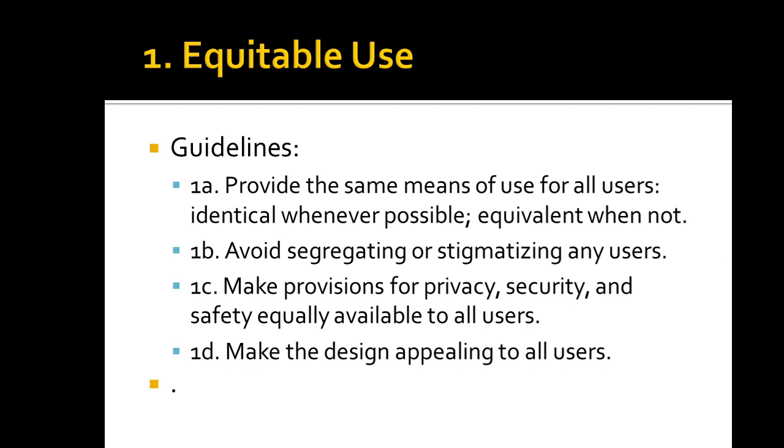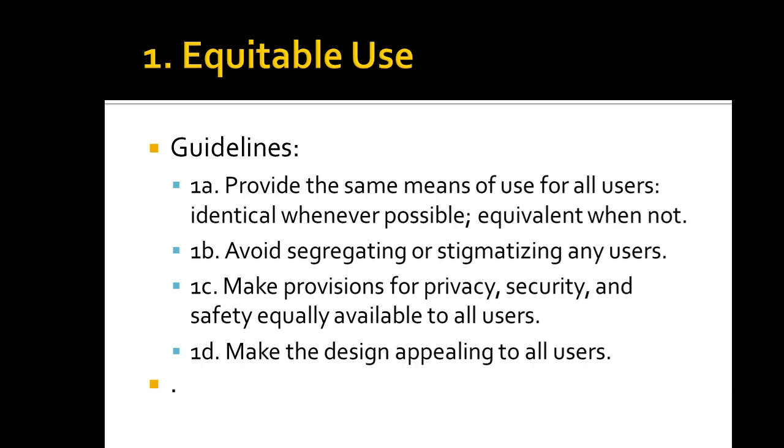So these are the guidelines to achieve equitable use. Number one is to provide the same means of use for all users. It should be identical whenever possible, or if not identical, it should be equivalent. Number two is avoid segregating or stigmatizing any users. Number three is make provisions for privacy, security, and safety equally available to all users. And make the design appealing to all users also.